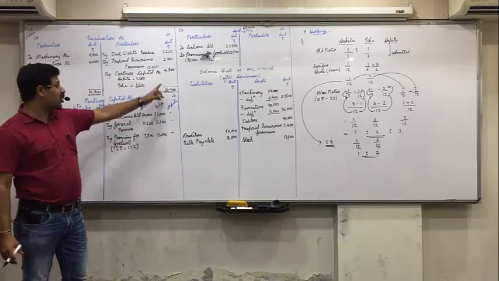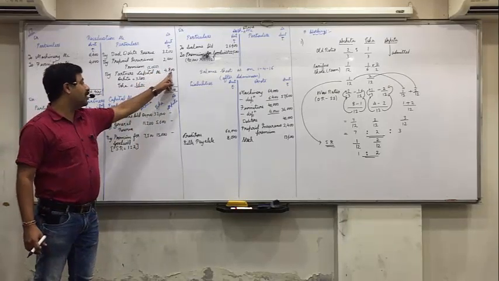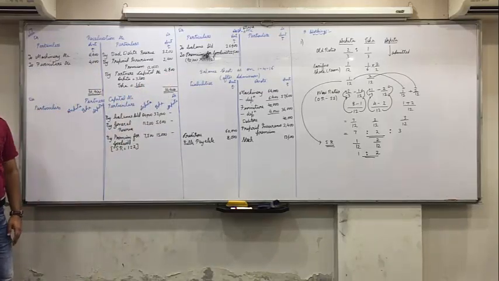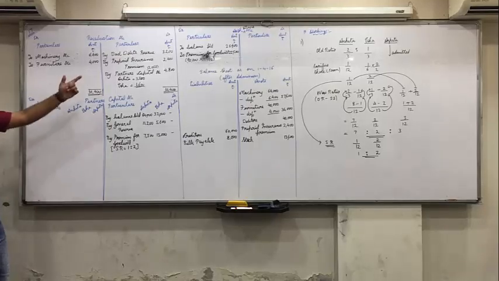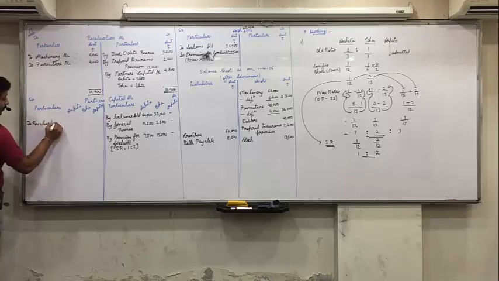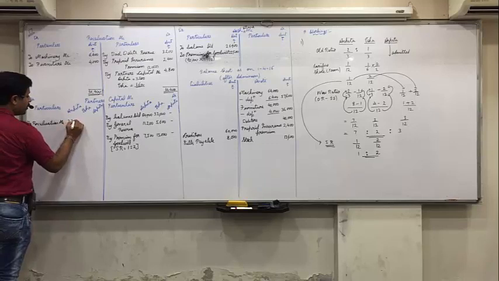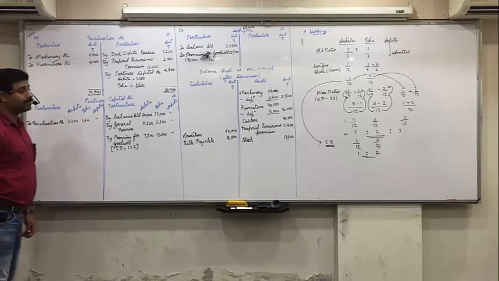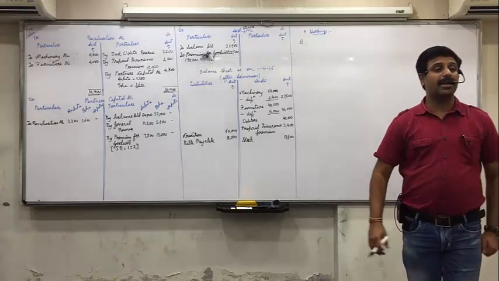Are you okay with this? 4,800 into 2 by 3, 4,800 into 1 by 3. Raise your hand who did not understand this. On the opposite side, in partners capital account, to revaluation account: 3,200 in Ankita's column, 1,600 in Isha's column. We will find new partners capital.